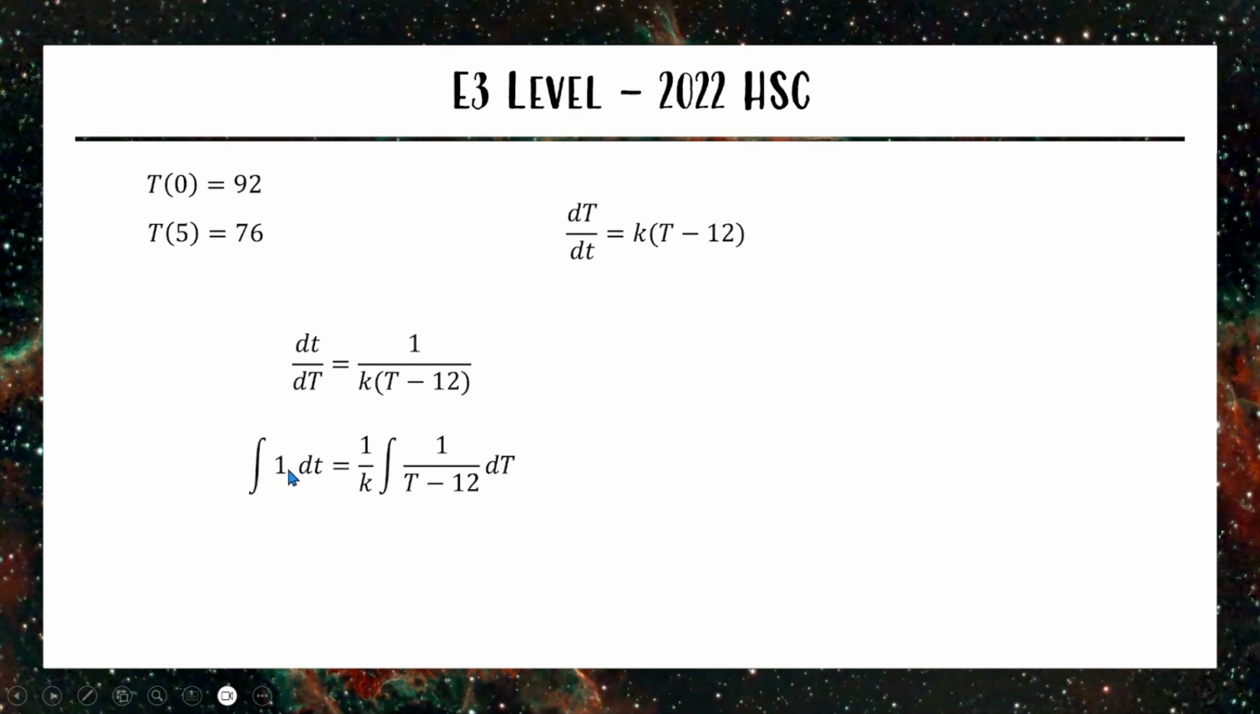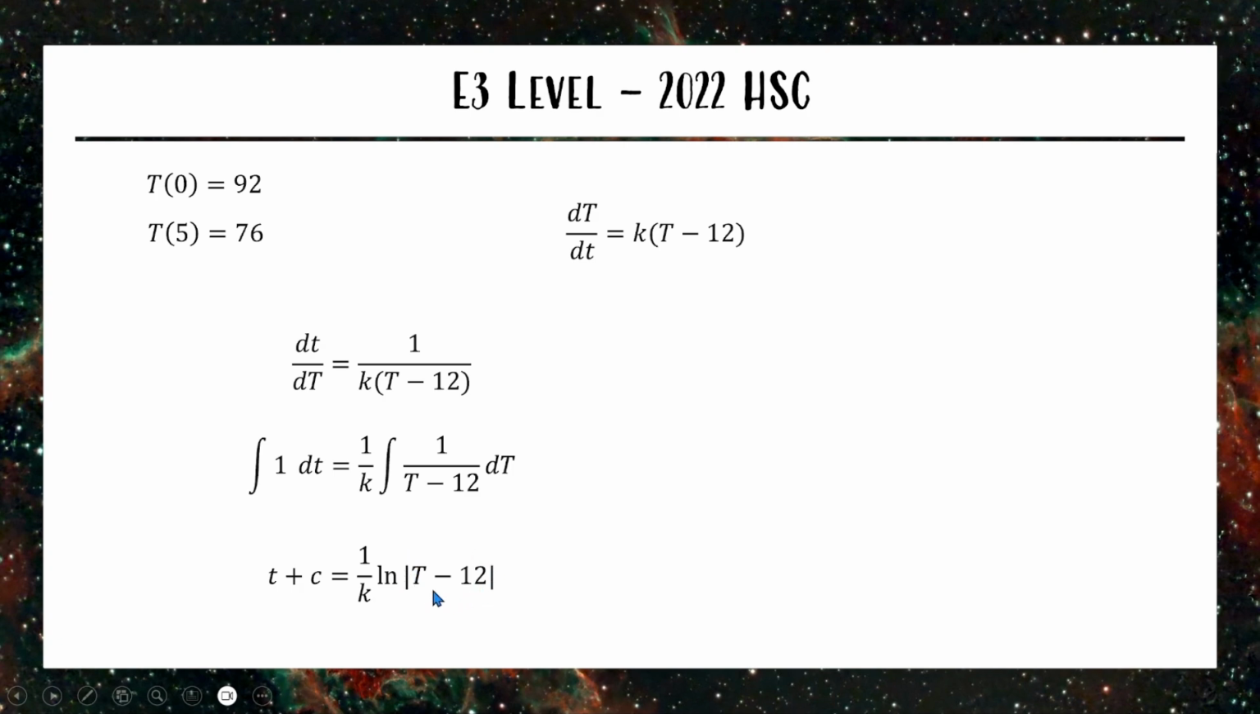The left-hand side integrates to t with a constant, and the right-hand side we can integrate using a natural logarithm because the top of the fraction is the derivative of the bottom. So we've got t plus c on the left, 1 over k out the front of the natural log of T minus 12. Don't forget your absolute values when you're integrating with a logarithm.